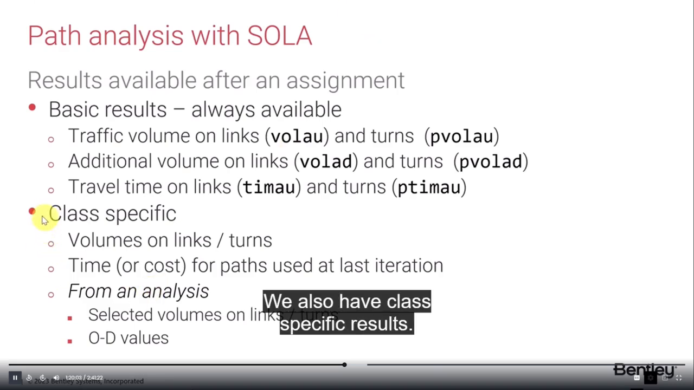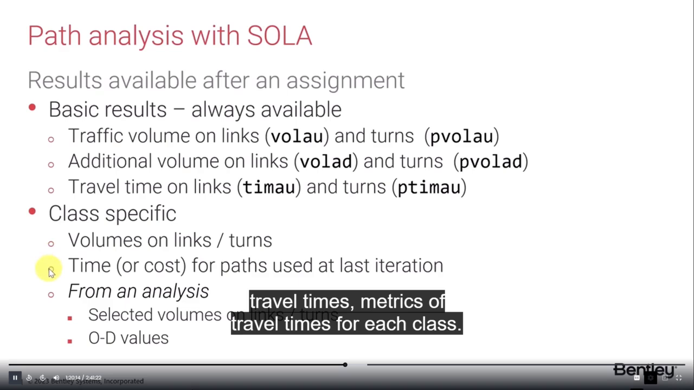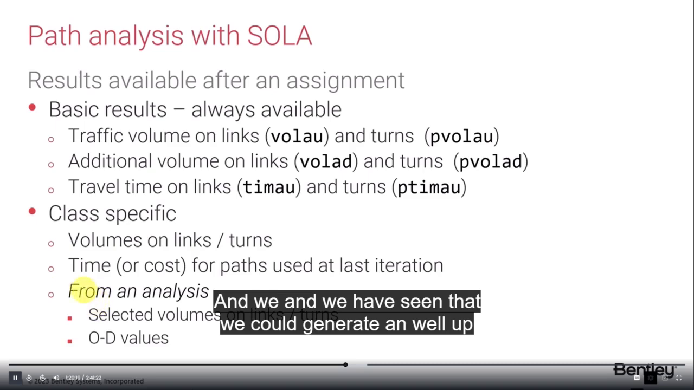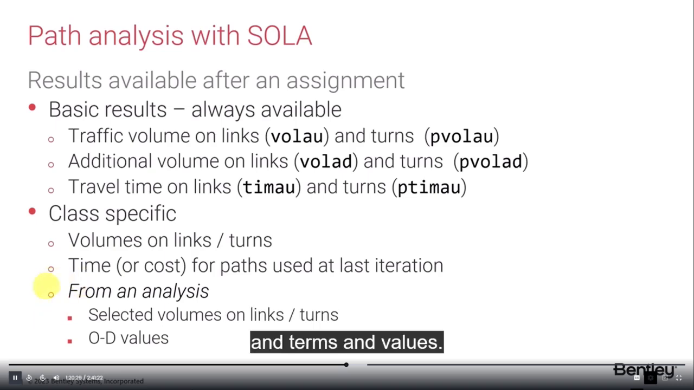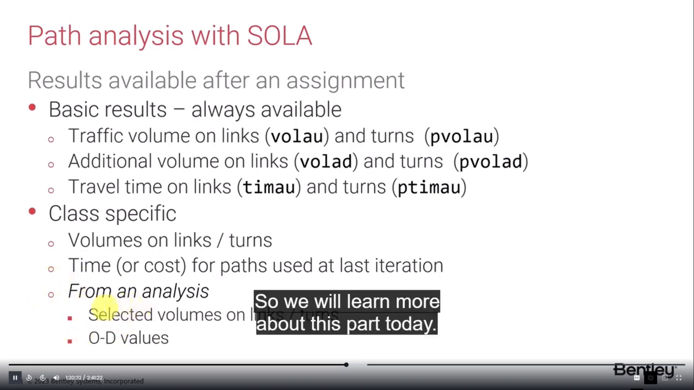We also have a class-specific results option. That's an option that we can use to have volumes on links and turns by class, travel times, and a matrix of travel times for each class. And we have seen that we could generate up to 1,000 analyses by class to get selected volumes on links and turns and OD values. So we will learn more about this part today.